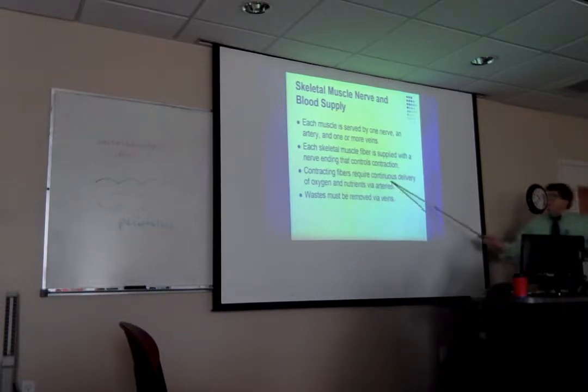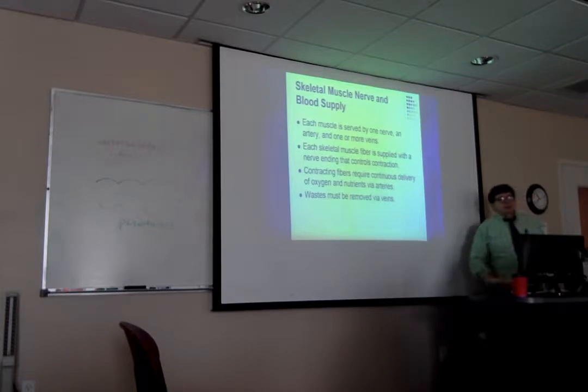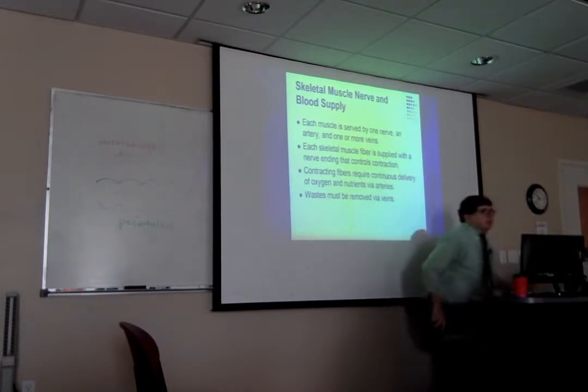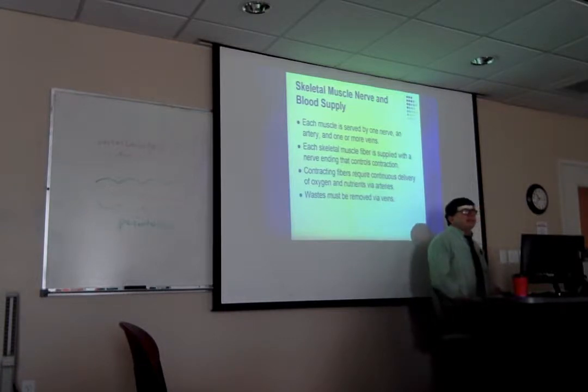Contracting fibers, in other words, active muscle, requires a continuous delivery of oxygen and nutrients that are delivered via arteries. And the waste has to be picked up and removed via veins. Contracting muscle requires oxygen. Oxygen is used to produce ATP. That's the form of energy needed for muscle contraction.